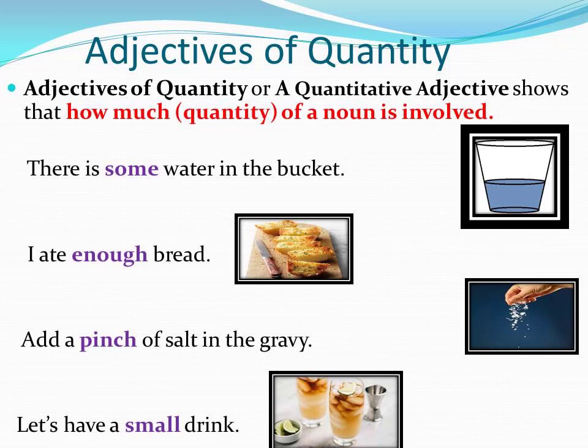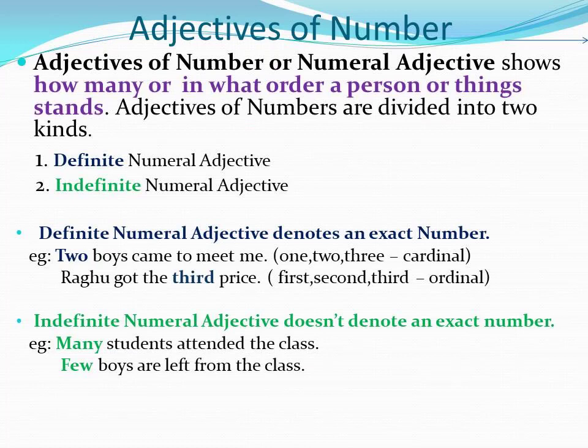Let's move on to the next one, that is adjectives of number. Adjectives of number or numeral adjectives show how many or in what order a person or thing stands. Adjectives of number are divided into two kinds. First one is definite numeral adjective. Second one is indefinite numeral adjective.